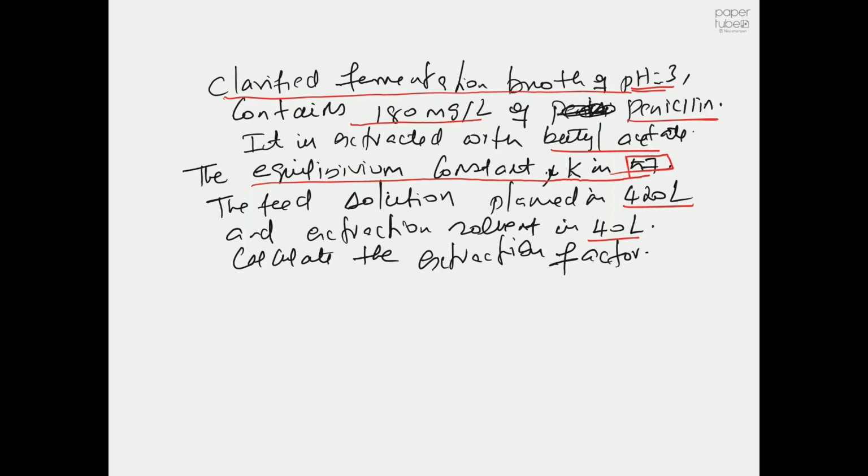Normally we perform this type of operation in a continuous mode, but since we are talking mostly about a batch liquid extraction, I just converted it into a batch process. If it's a continuous process, this unit will be something like 420 liters per hour. For the moment, just assume that's the volume of feed solution that we have to deal with, and we need 40 liters of solvent to extract your penicillin from the feed solution.